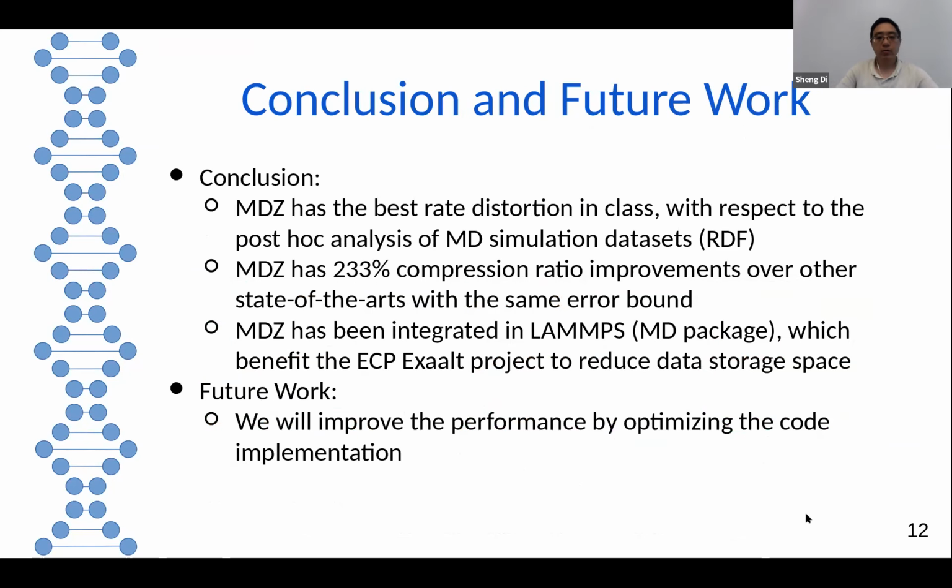Let me conclude our work. Based on our experiments, MDZ has the best rate distortion in class compared with all other state-of-the-art lossy compressors for MD simulation data sets. And MDZ has a much higher compression ratio than other compressors with the same error bound. It has been integrated in the LAMMPS package, and the LAMMPS package is a very important module used by the EXAALT project. In the future, we will further improve the performance by optimizing the code implementation.